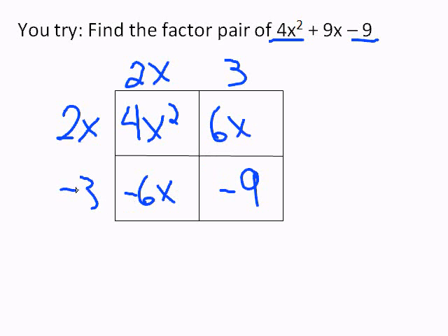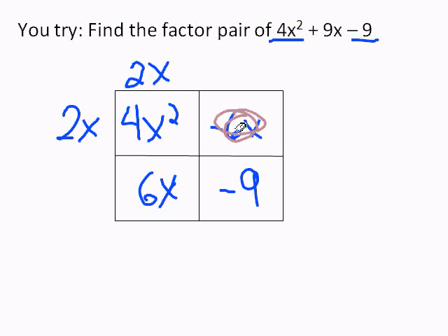So I could try it the other direction. Instead of negative 3 and positive 3, I can try positive 3 and negative 3 up here. And that's going to give us negative 6x and 6x. Well, that didn't work either. So maybe I need to try a different factor pair of 9, since negative 3 and 3 did not work. Well, what are some other factor pairs of negative 9?